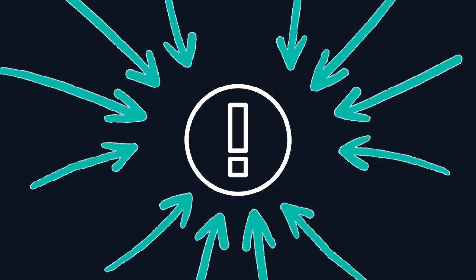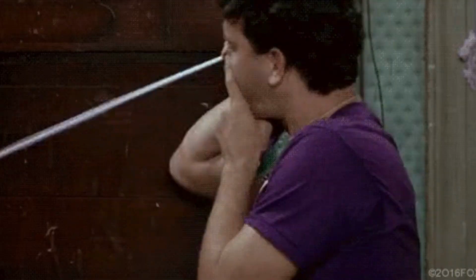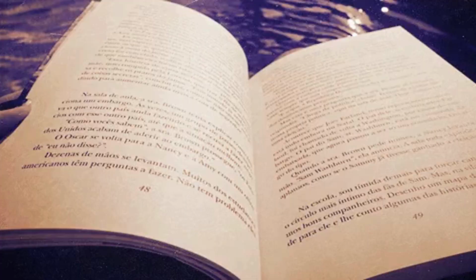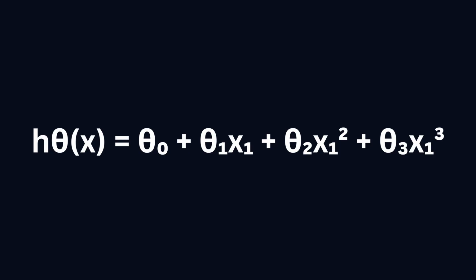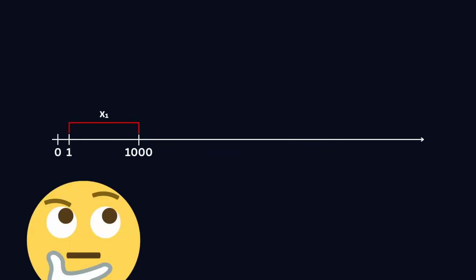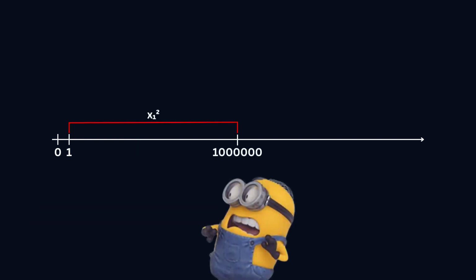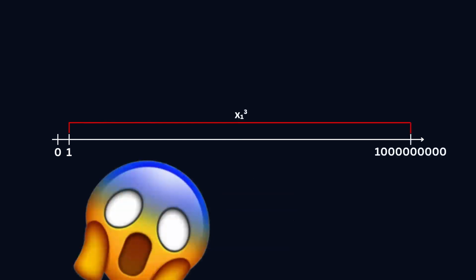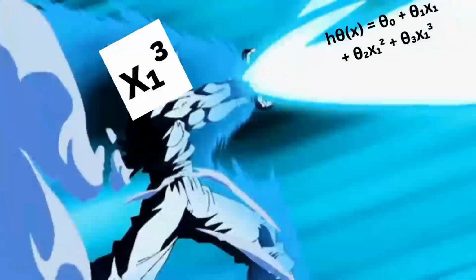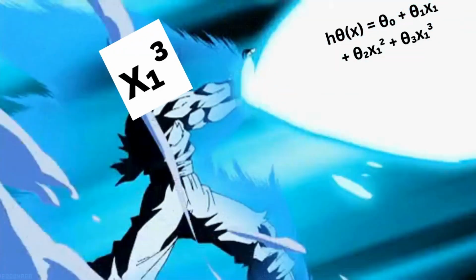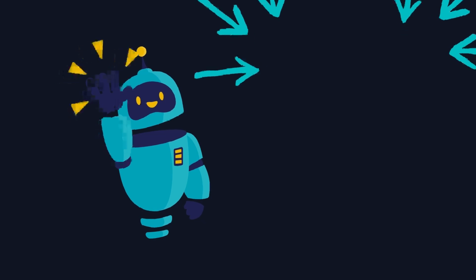One thing to watch out for when using polynomial hypothesis is the range of our features. For instance, if our hypothesis is the following, and x1 has a range of 1 to 1000, then the range of x1 to the power of 2 becomes 1 to 1 million, and the range of x1 to the power of 3 becomes 1 to 1 billion, giving x1 to the power of 3 a great impact on our hypothesis output. This is it for day 5.